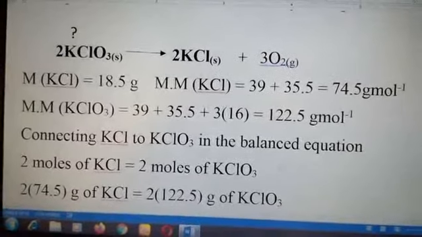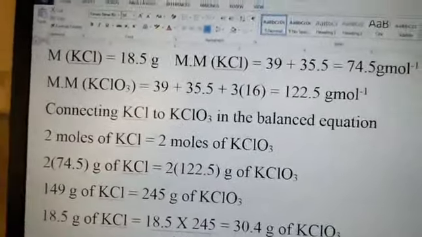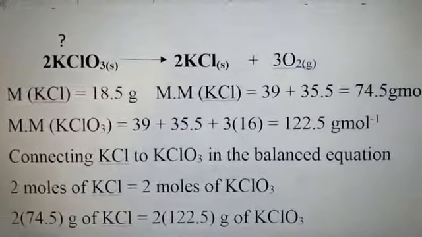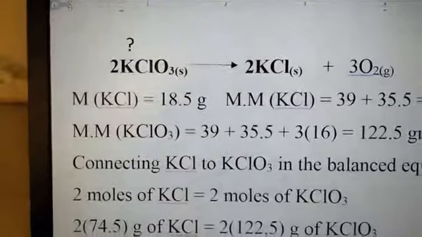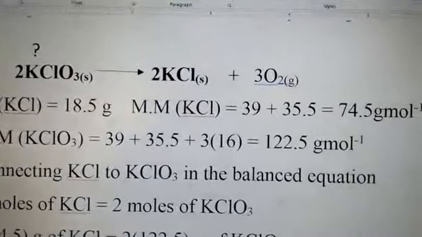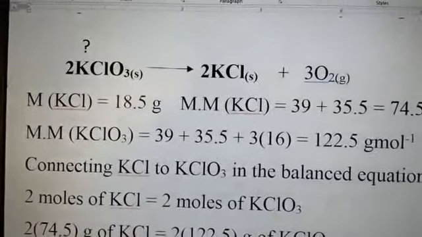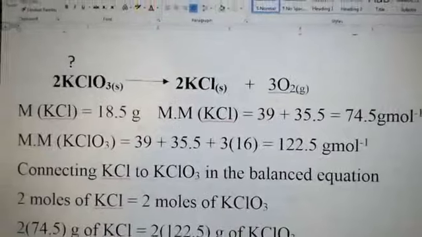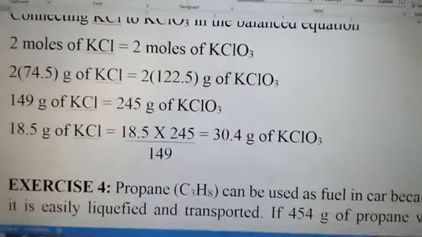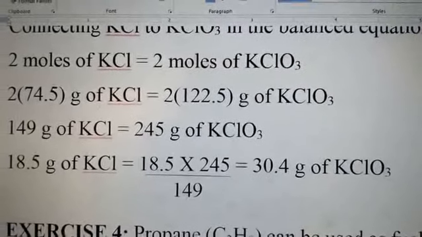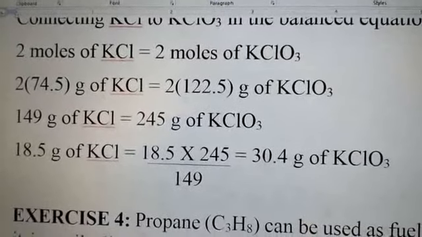Then we're going to connect the two substances, connecting KCl to KClO3. We'll start from the known, KCl, to KClO3. Never mind whether KClO3 is the reactant or not. We'll start from the known and move to the unknown. If you look at the equation, the stoichiometric ratio is 2 to 2, 2 moles to 2 moles. So we say 2 moles of KCl is equivalent to 2 moles of KClO3.